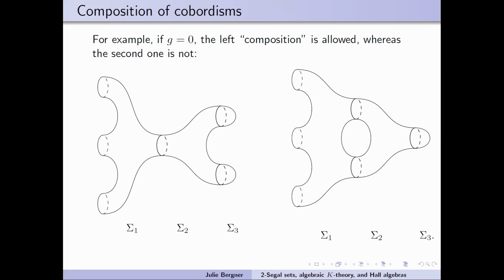So let's just take g equals 0. I only want cobordisms with zero genus. Well, here I have a three-legged pair of pants and a regular pair of pants and then these little caps, and that's fine. I can glue those three cobordisms together. I still don't get any genus. That's allowable. But this one is not, because I would create genus. So we would not permit this composition. And that's how we get something 2-Segal.